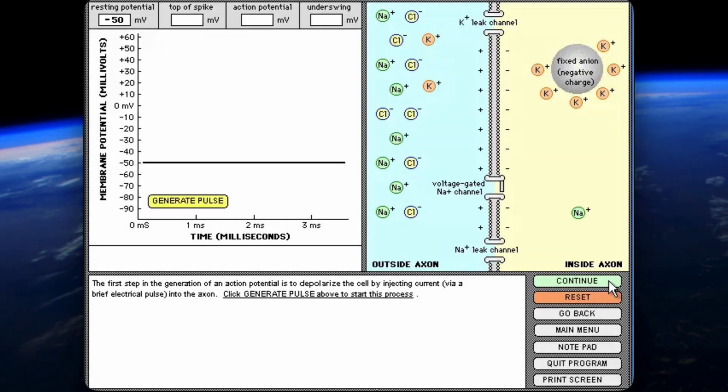The first step in the generation of an action potential is to depolarize the cell by injecting current via a brief electrical pulse into the axon. A pulse will be generated to start this process.